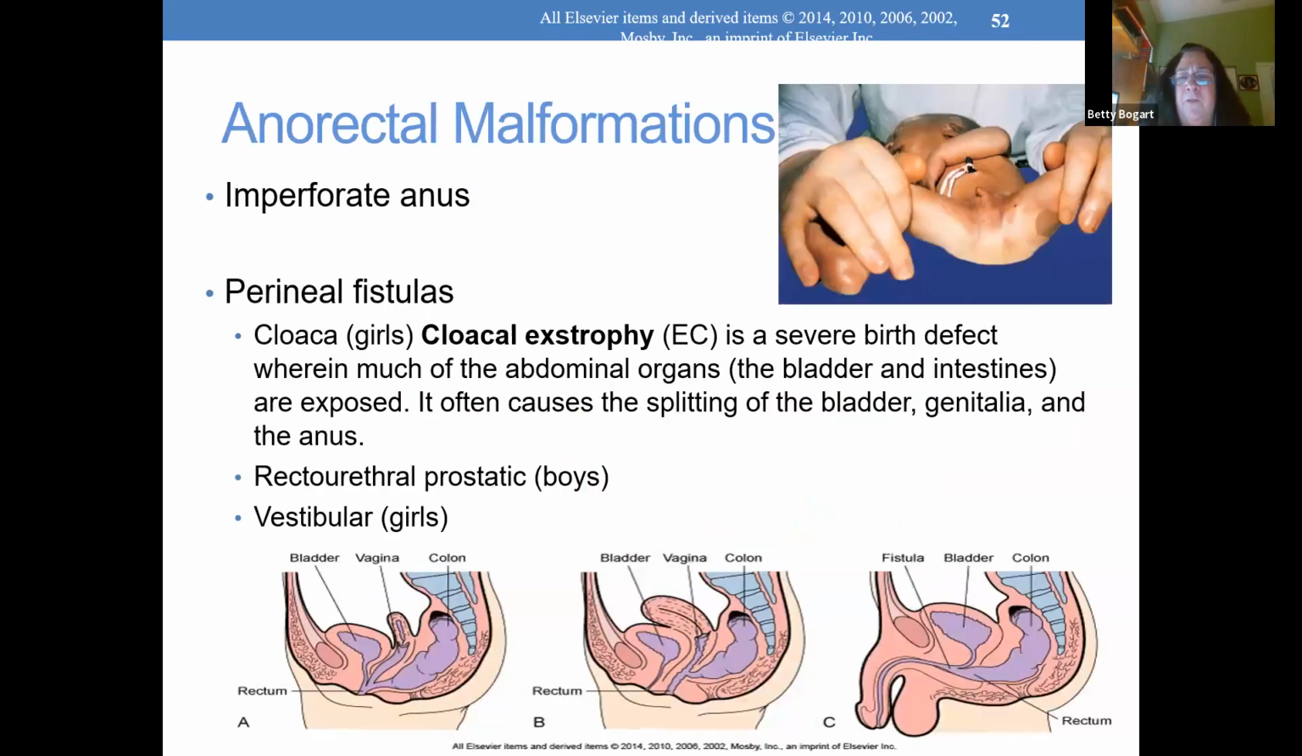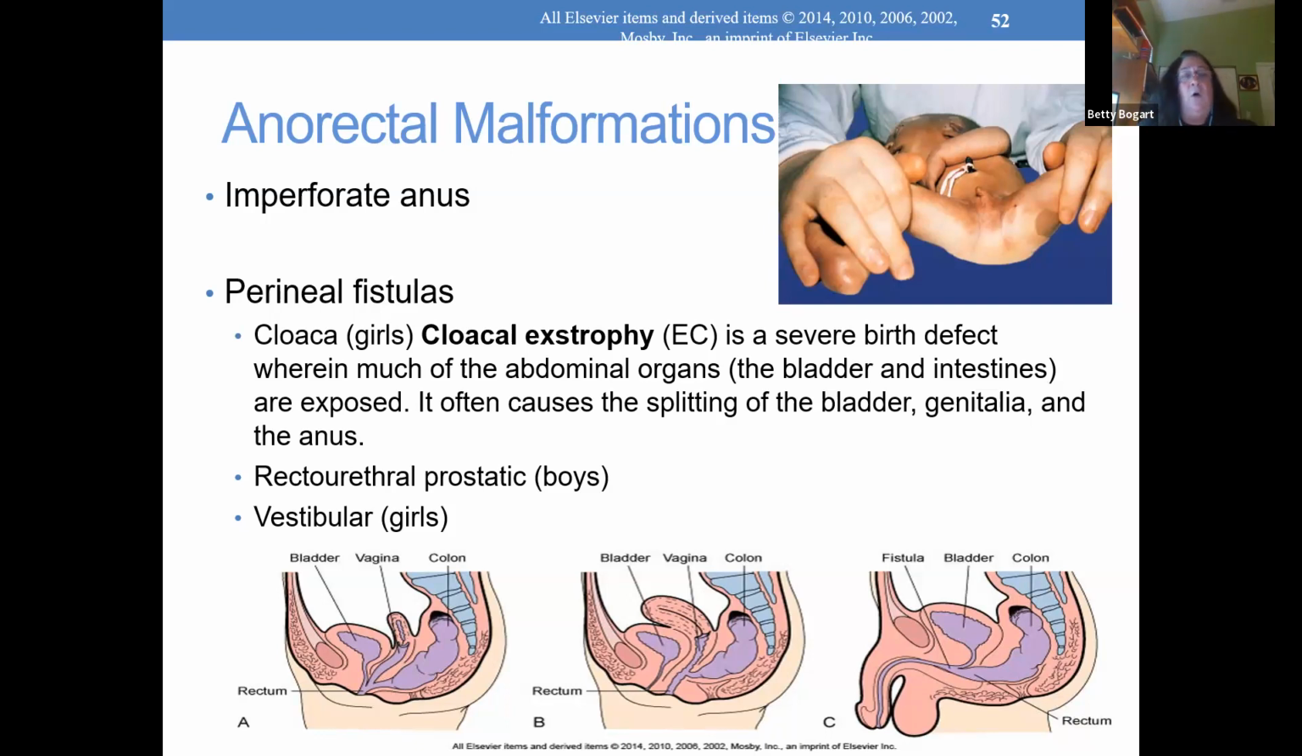How about an imperforated anus? This is an infant with no anus, and it does happen. Why do you think you do a rectal temp on newborns when they're born? You think it's to monitor their temperature, right? Get an accurate one. Well, it's also to make sure they have an anus. I never saw one in all of my career in the newborn intensive care, but they can happen, and there's a picture for you.